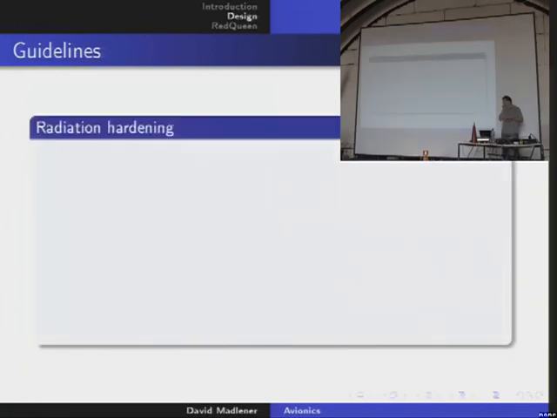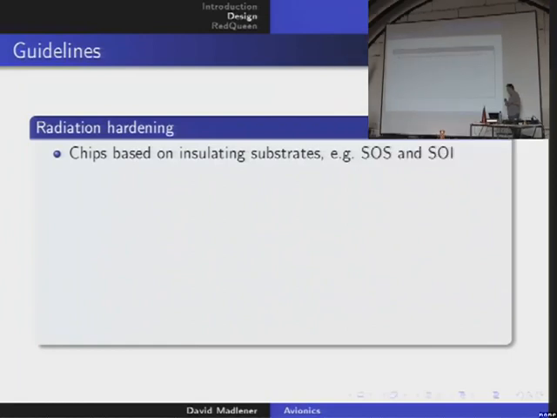So radiation hardening, this is very, very difficult. This is very difficult because you have to make compromises, and normally you don't have the money to buy the really expensive stuff. There are chips that are based on so-called insulating substrates. This is silicon on sapphire, or silicon on insulator, which is silicon dioxide.